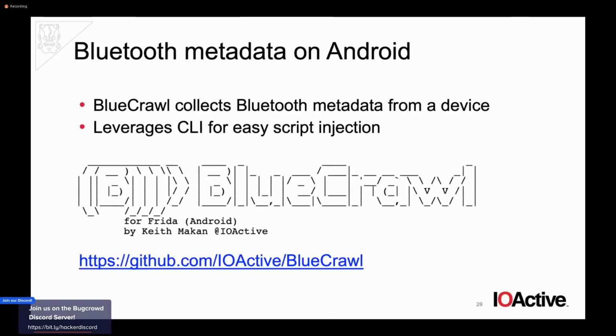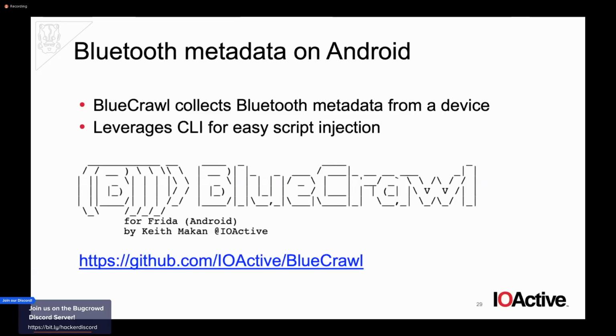First of all, I want to talk about a tool called BlueCrawl. BlueCrawl was written by a colleague of mine, Keith McCann, over at IOActive, and you can get the full source from our IOActive GitHub repository under BlueCrawl. BlueCrawl is a Bluetooth metadata collector, so it will collect metadata from a specific Android device, and it leverages the Frida CLI to be able to very easily inject it. So you just load this up into your device, and you don't even really have to interact with it. It will do all of the work for you.